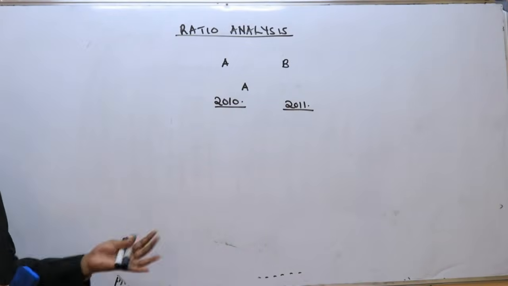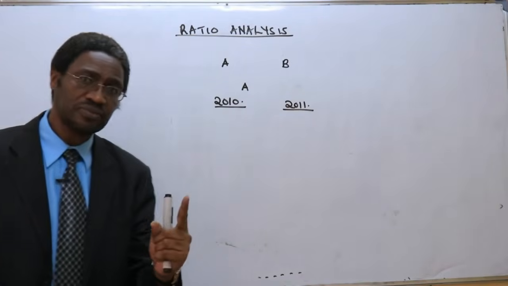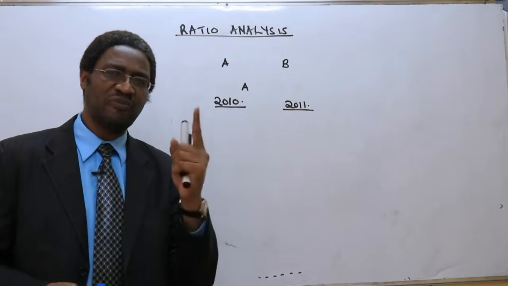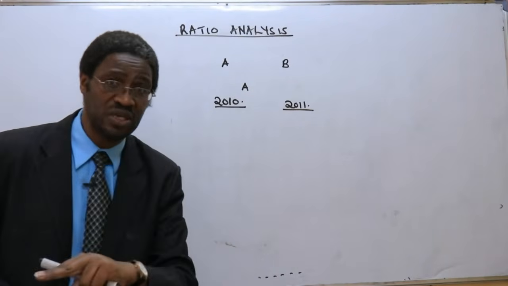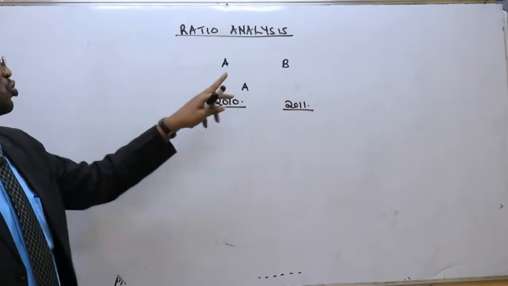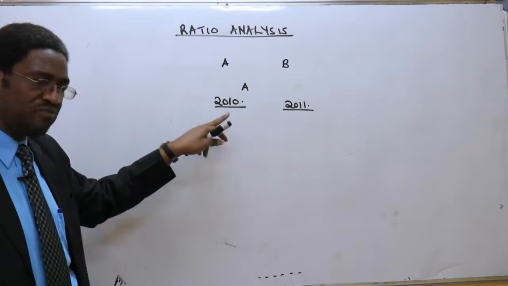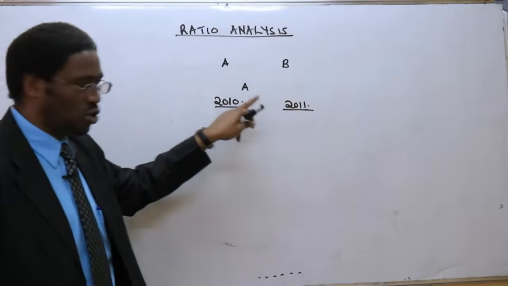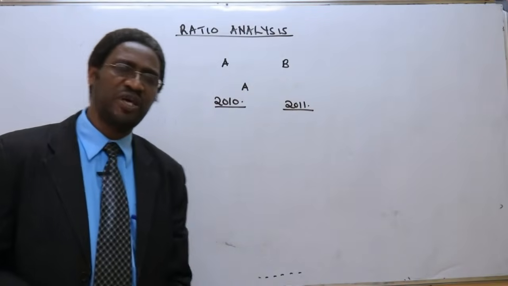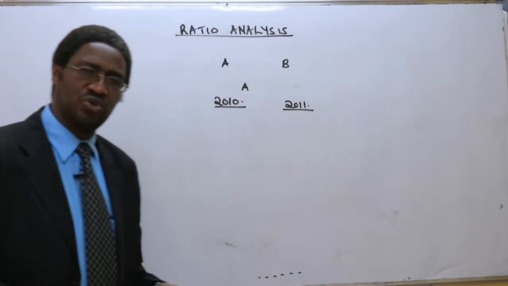So those are the two uses of ratios. Number one, to compare the performance of different firms in the same industry. Number two, to compare the performance of a firm over a period of time. That is another use of ratios.